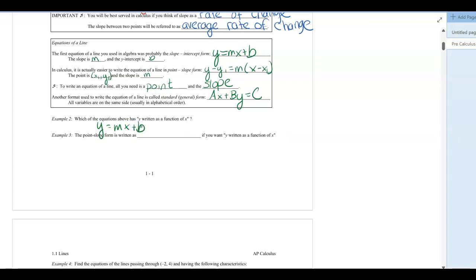Alright, point-slope form is written as y equals m times x minus x sub 1 plus y sub 1, if we want it written as y as a function of x, because y as a function of x literally just means, hey, write it as y equals. So literally the only thing we had to do is add that y sub 1 over to the other side in order to get that point-slope form in that general form.